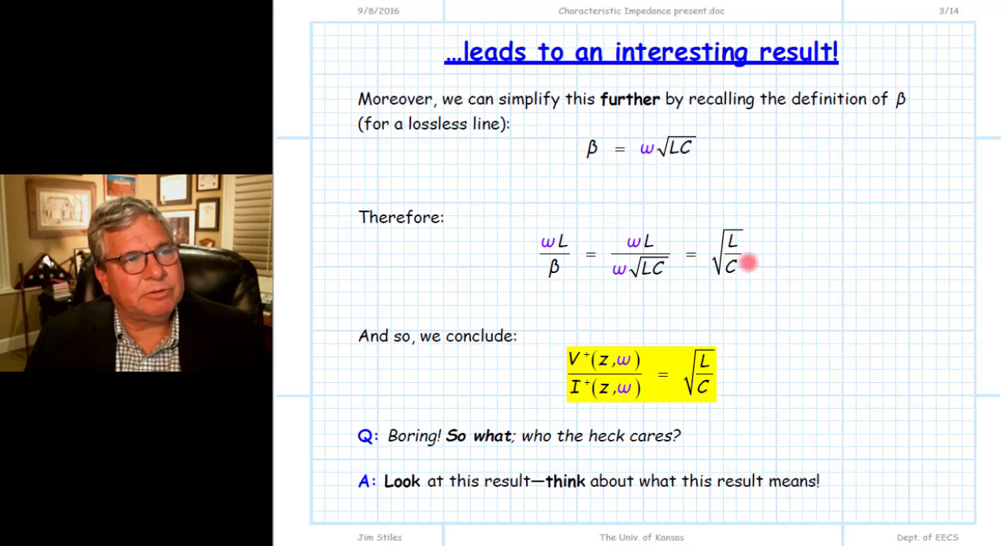And we see a nice symmetry here. Here in beta we have the square root of the product of L and C. Here we have the square root of the ratio of L and C. And this ratio, square root of the ratio of L and C, is then equal to the ratio of the plus wave voltage to the plus wave current. And we look at this, in some ways this is really surprising, almost stunning in the result. And let's see if we can figure out why.